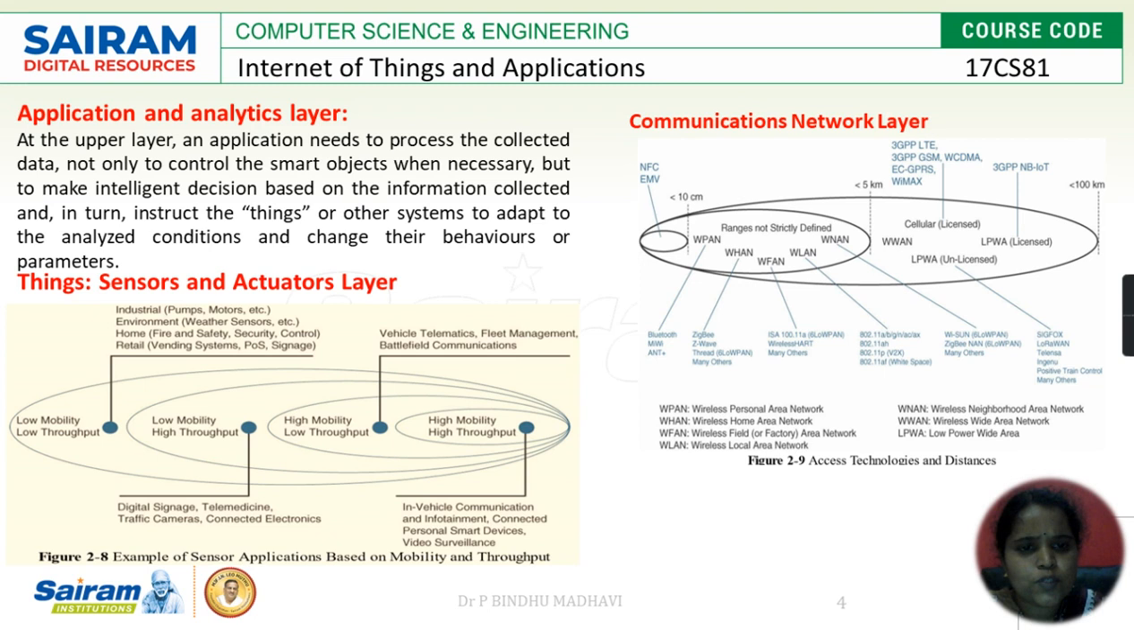So these ranges will be restricted, or it may not be restricted, depending upon the type of the network we are connected to. Anyway, this communication network layer plays an important role in connecting these smart objects to the world.